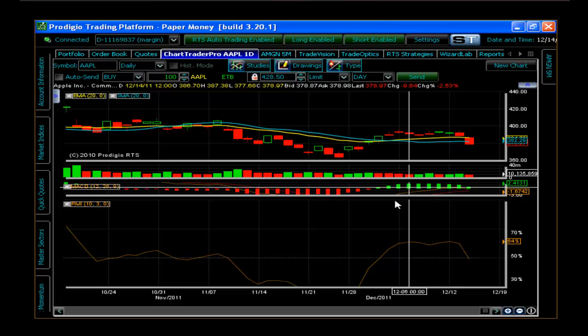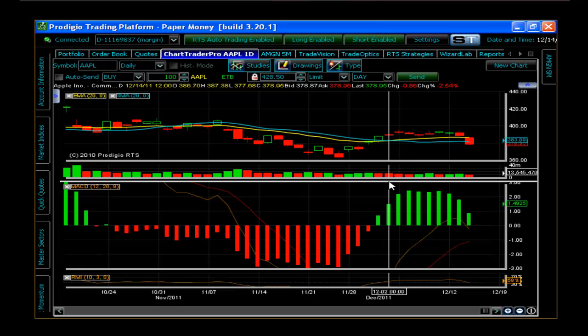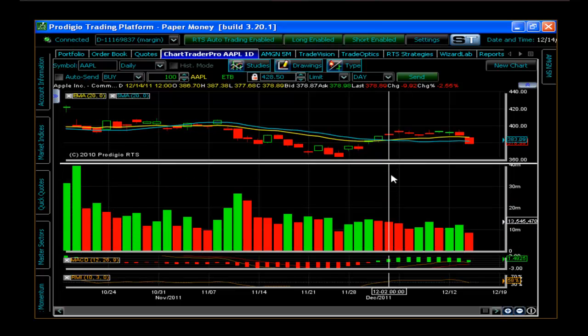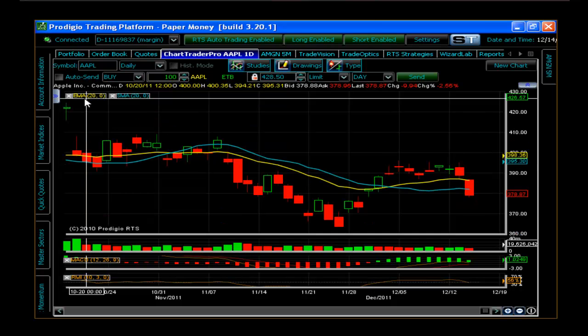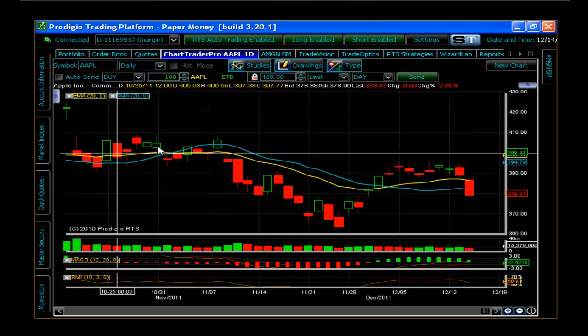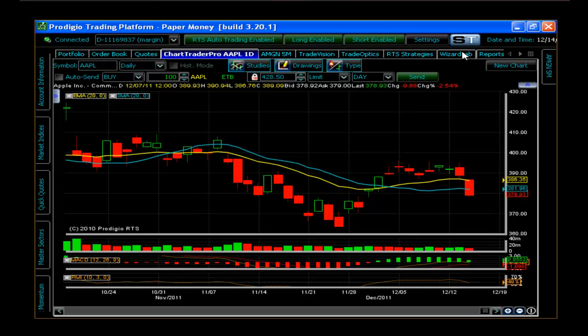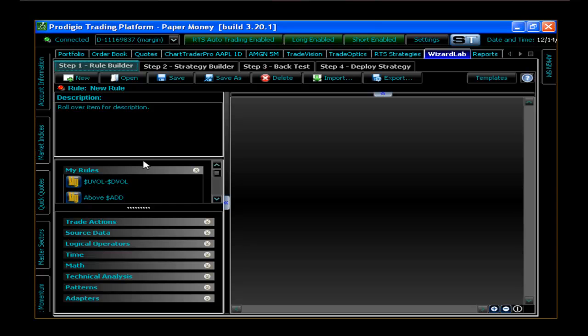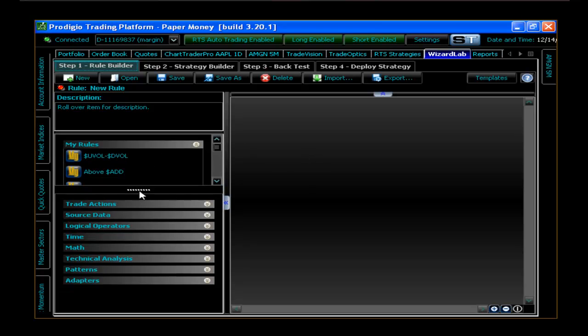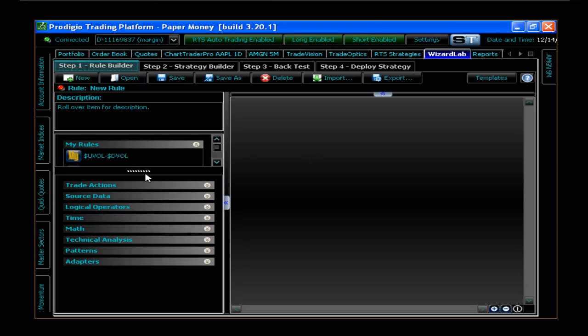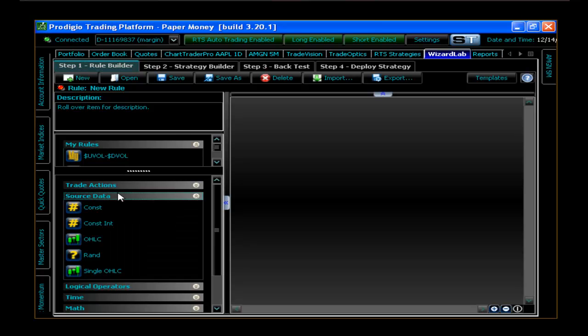So in Wizard Lab, if I wanted to ask the question, show me when the 20-period EMA crosses the 20-period SMA. Show me when this yellow line crosses the teal or cyan line. The way you do that in Wizard Lab is by creating a rule, which is a series of transformations. And this is all completely drag and drop. And so I can walk through with you how you do this.